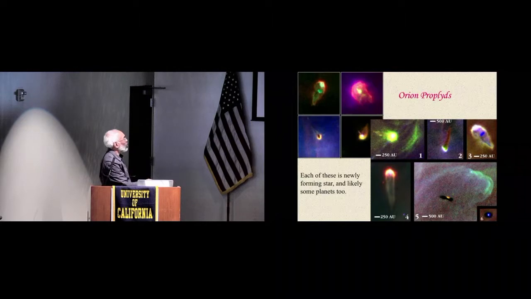So here's a bunch of them that are in the Orion Nebula. These are the ones you can see just on the outside. There are a ton of them inside that you have to see in the infrared. But if you look, here you can actually see the star in the middle there. Mostly you see disks. There's that one we were looking at before.